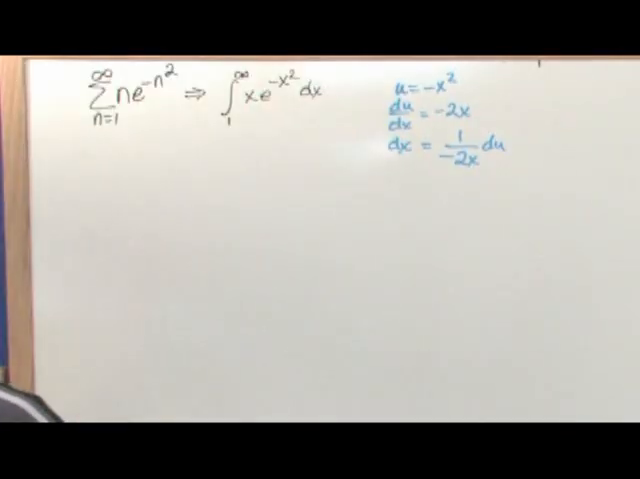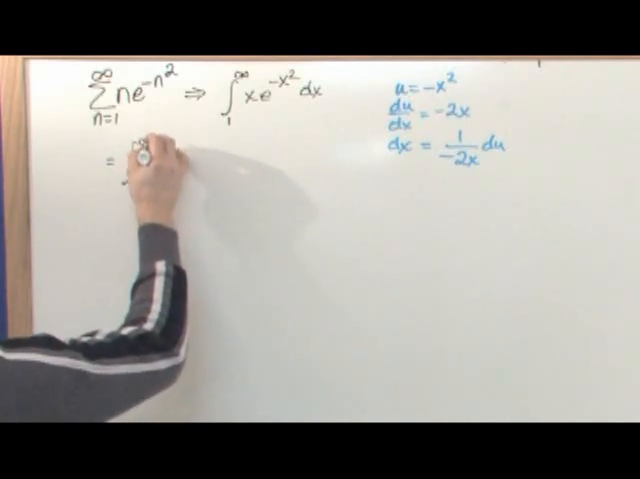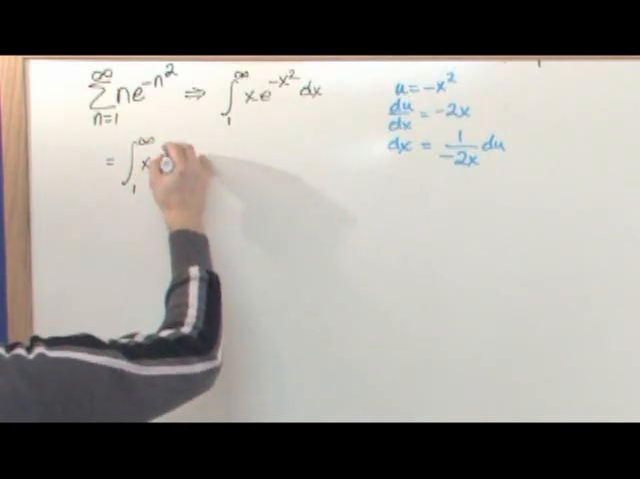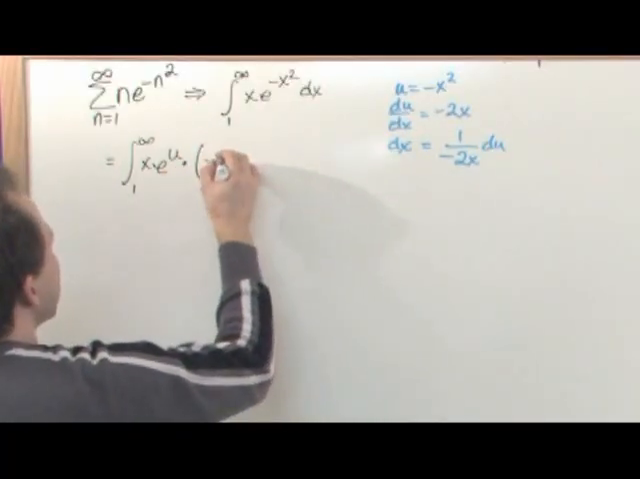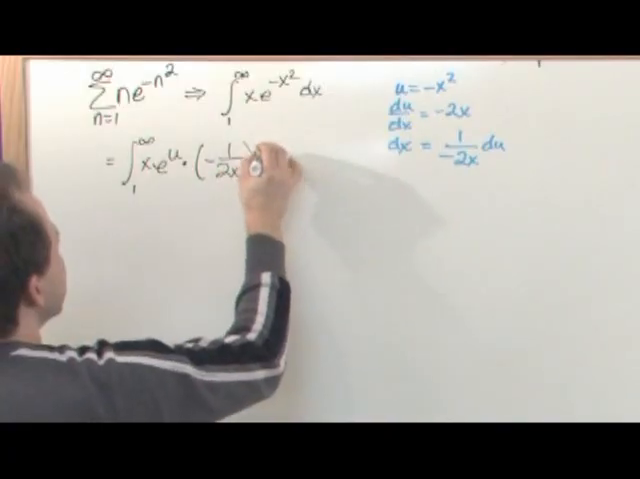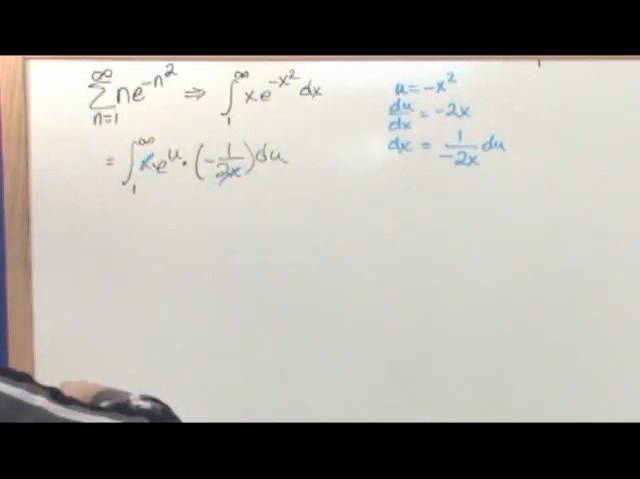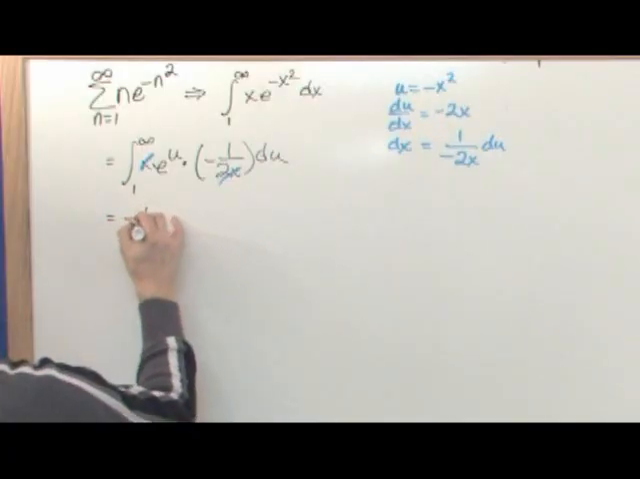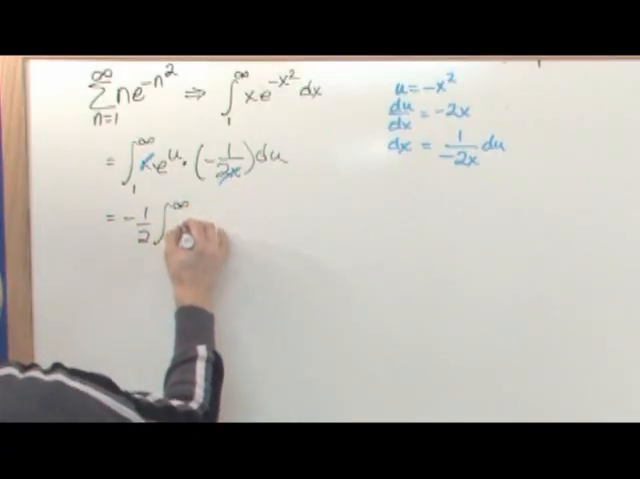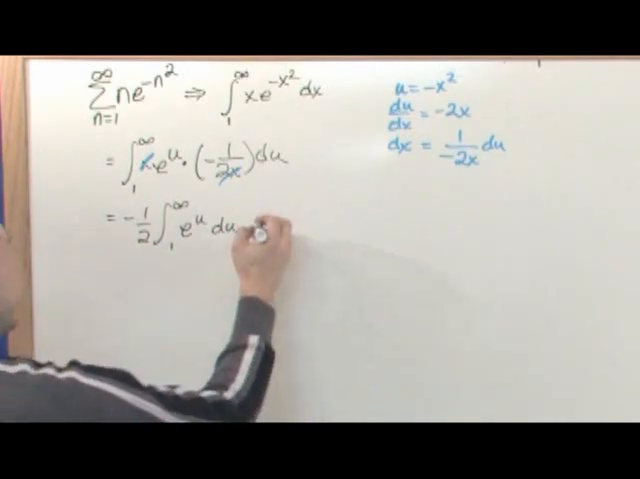Okay, so let's go ahead and plug that in. And what we will see is that's equal to the integral from 1 to infinity of x times e to the u, because u is negative x squared, times dx, which is defined as negative 1 over 2x du. You can see right away that the x cancels with the x, so that's good. In the next step I'm going to take the negative 1/2 and pull it out of the integral. So negative 1/2 times the integral from 1 to infinity of e to the u du, and you should know right away that the integral of e to the u is equal to e to the u. It's an indestructible function.